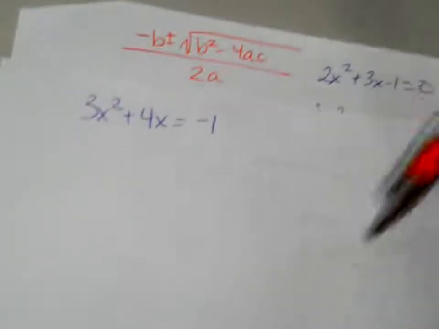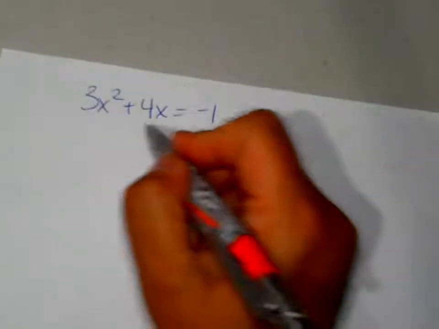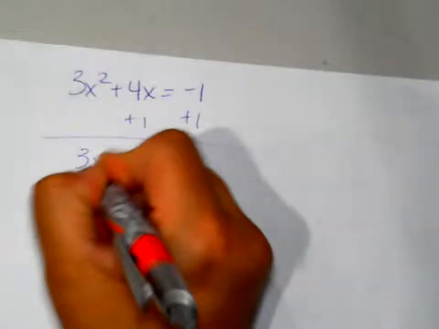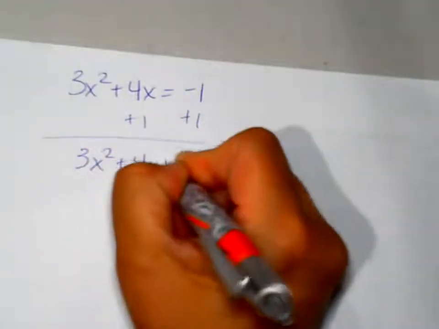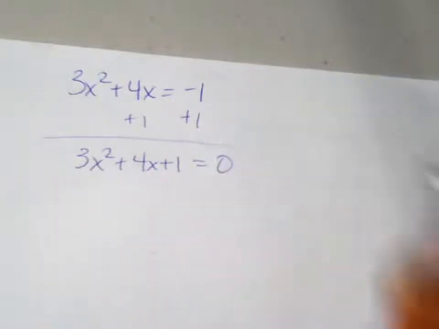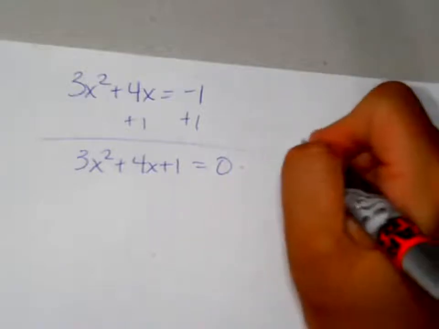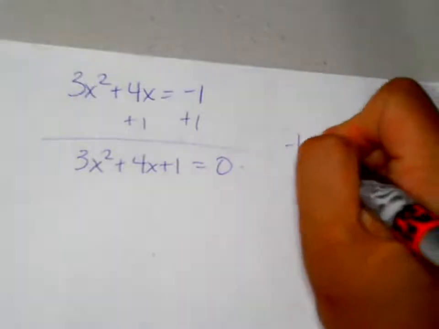First things first, you got to get that 1 over here. Got to move that 1. So we're going to add 1 to both sides. 3x squared plus 4x plus 1 equals 0. You're going to be solving. So your choices are either factoring it or quadratic formula.